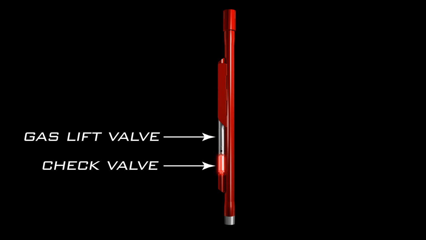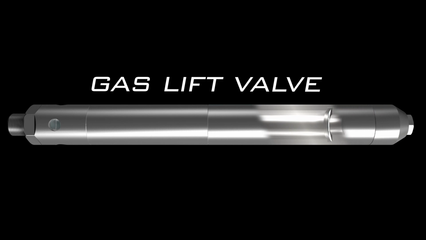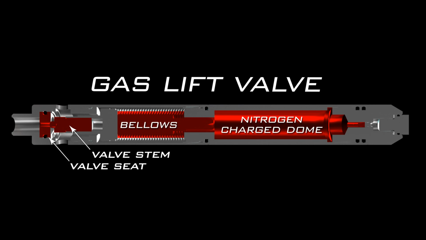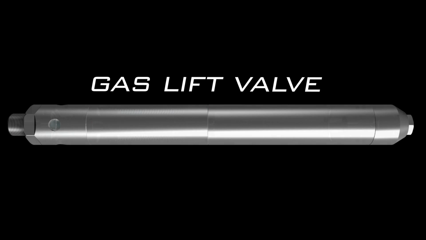The mandrel assembly is the equipment component of the Opti-Flow gas lift system. Shown is a tubing retrievable assembly comprised of a gas lift valve, a check valve, and the mandrel itself. The gas lift valve injects the gas into the production string. It is housed in the mandrel and is injection pressure operated, with a nitrogen-charged dome and bellows configuration. The dome charge pressure is calculated and preset prior to installation, based on the designed depth and operating temperature.